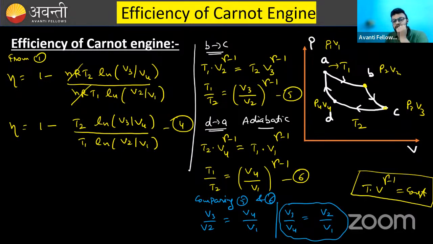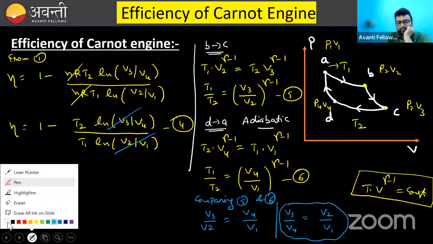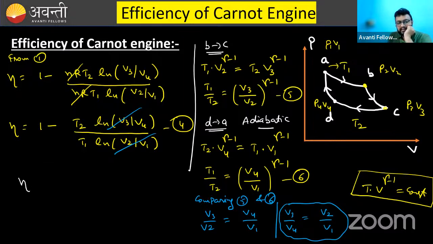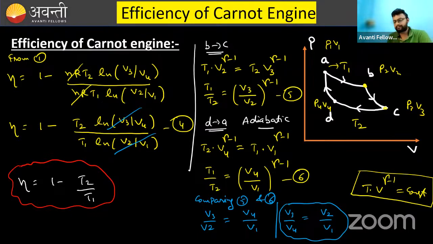Now, V3 over V4 is equal to V2 over V1. If I place this value in equation 4, then V3 over V1 is equal to V2 over V1. So these two terms can be cancelled out. So what will be the value of eta? Then eta, or efficiency, will be 1 minus T2 by T1. This is going to be a very important result. Efficiency will be 1 minus T2 over T1.